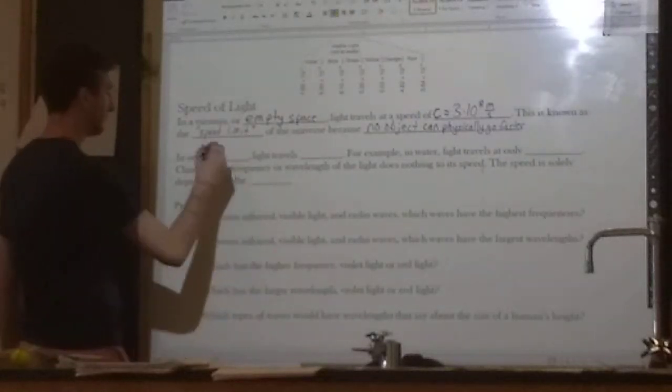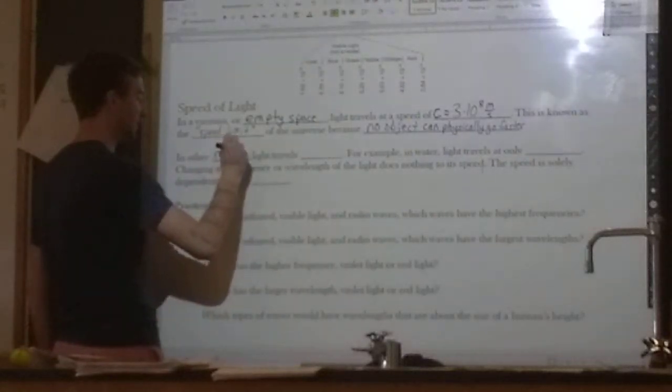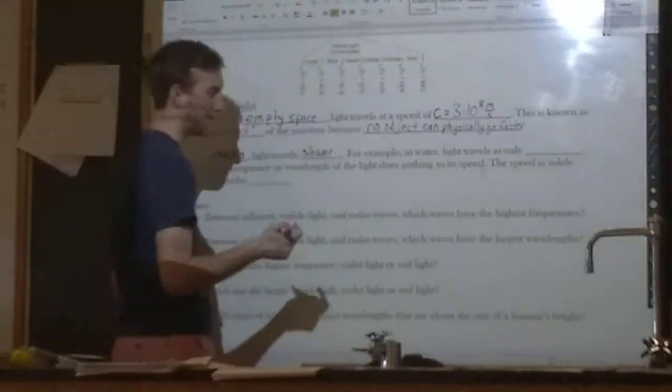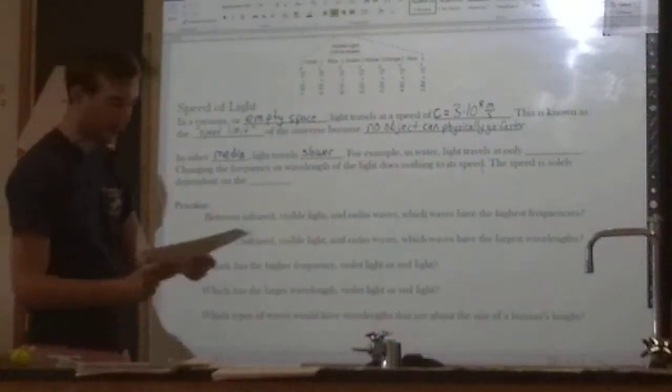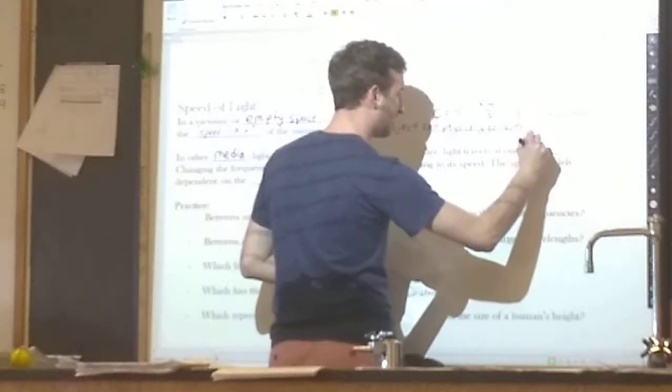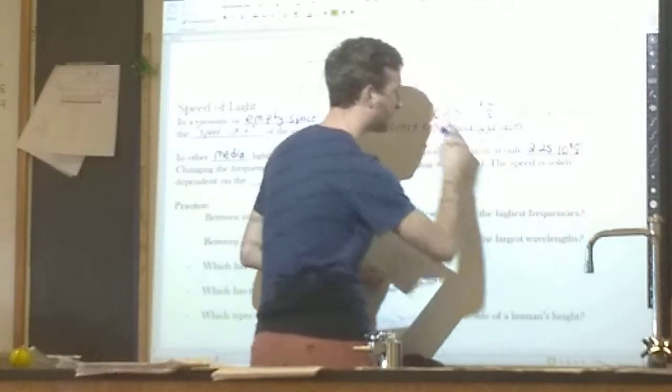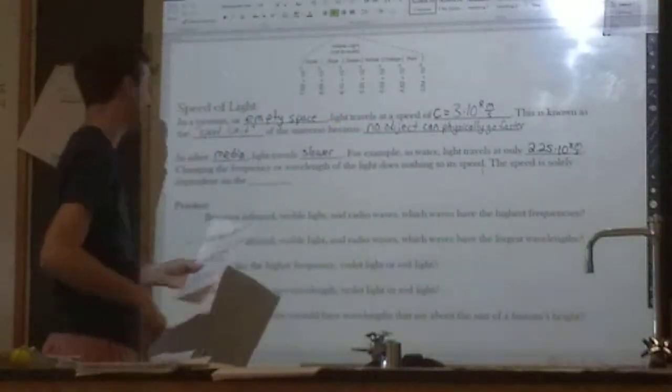In other media, in other materials, light travels slower. For example, in water, light travels at only this speed, 2.25 times 10 to the 8th meters per second. We would not put c next to this because c is specifically just this number.